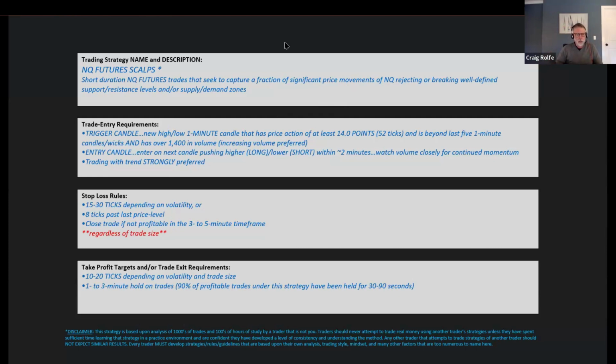So my take profit target, 1 to 3 minute hold on the trades. Notice the sentence that I skipped in the previous box: close the trade if not profitable in the 3 to 5 minute time frame. There are times when I will hold a trade for 5 minutes. I think I did it once last week. The last time I held a trade for longer than 3 minutes, I can't remember. 90% of the trades that I hold longer than 4 minutes are losing trades, right? They're losing trades. This is a good indication as to why or how I know my strategy, and the amount of work, the constant effort that it takes to know your strategy.